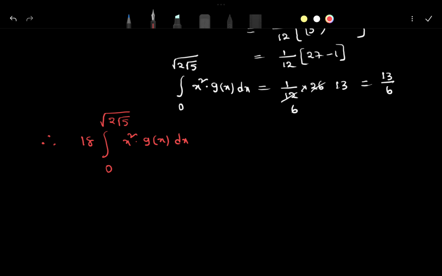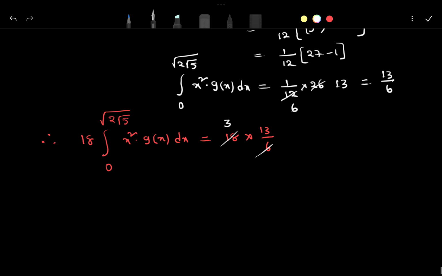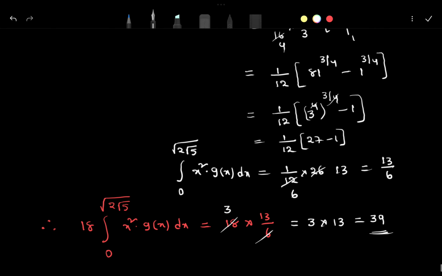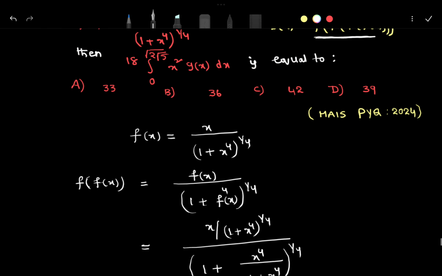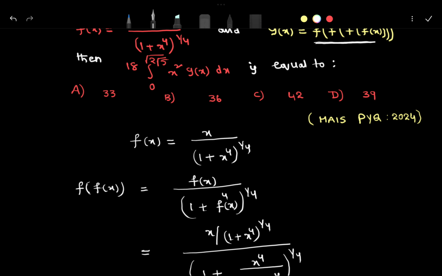So 18 times the integration from 0 to square root of 2 root 5 of x^2 g(x) dx equals 18 into 13/6. Now 6 will be cancelled, that is in 18 three times. Your answer will be 3 into 13, that equals 39. So what is the right answer? 39 is the right answer. So what is the right option in this given question? 39 is the right option. D is the right option.